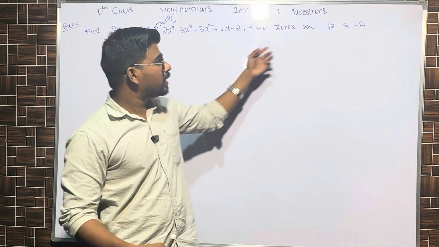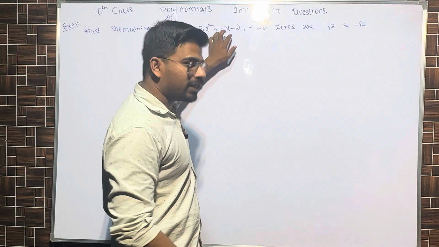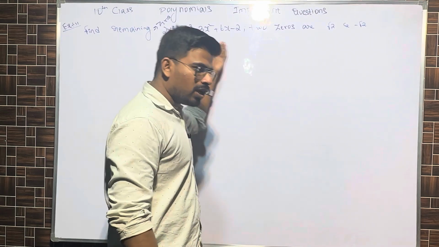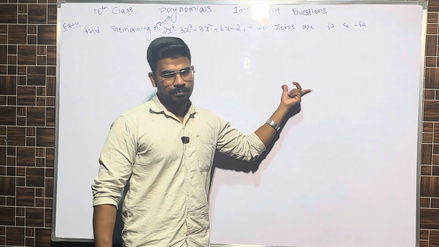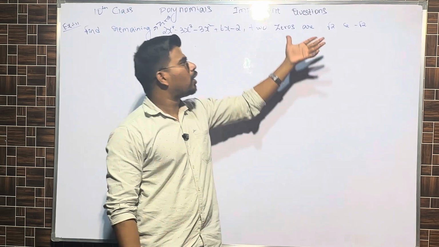How do we find the divisor? Using these 2 zeros we'll find the divisor first. Once we have the divisor, we'll divide this polynomial. We have divisor, we have dividend, we'll do the division here and we'll get a quotient. That quotient, after factorizing, will give us 2 more zeros. So in all we'll have 4 zeros.